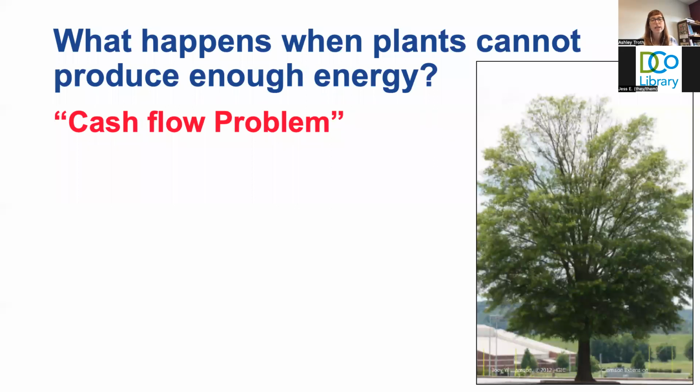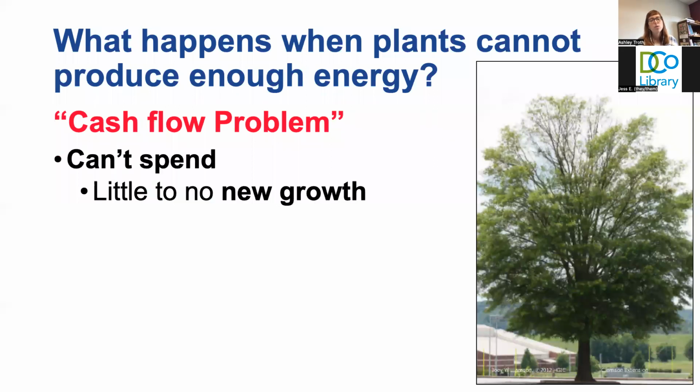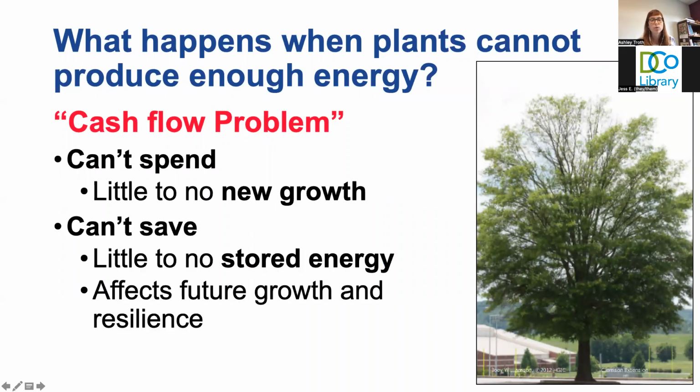So what happens here? We have a cash flow problem. We have little to no new growth, right? You can see you have this tip dieback up here on this. I assume it's a willow oak. You have all this tip dieback, and that's because basically the plant has started pulling its energy back towards the center because it simply can't support everything it needs to anymore.